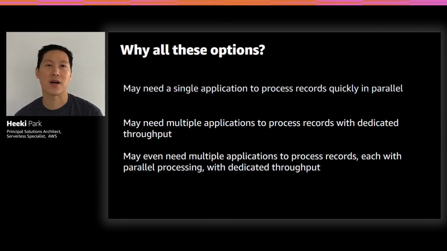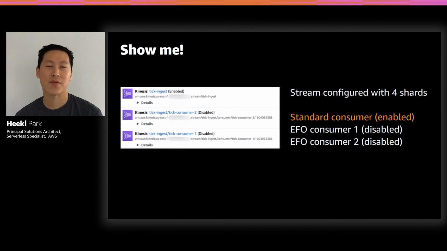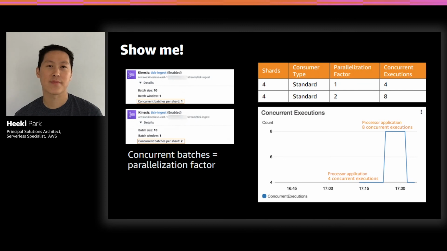And this is useful information, but let's take a look at what some of this may look like. So here's a screenshot of the console with 3 configured event source mapping triggers on the Lambda function. The first is a standard consumer and is currently enabled. Let's think of this as the processor application. The second and third are EFO consumers and are currently disabled. Let's think of this as the processor application again, and now also the aggregator application. I configured a stream with 4 shards for the purposes of these tests. Here you can imagine a financial services customer ingesting tick data from market data streams.